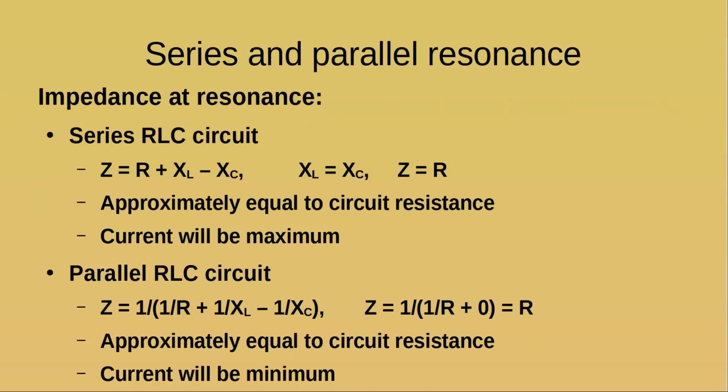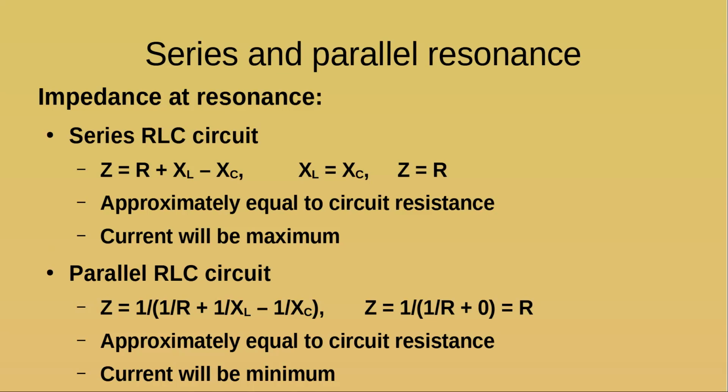All right. Series and parallel resonance impedances. In a series RLC circuit, the impedance at resonance is approximately equal to the circuit resistance. In other words, the series resistor. Because the inductor and capacitor in series appear as 0 ohms if they're perfect components. So the current through the series circuit is going to be maximum, basically limited by the series resistance.